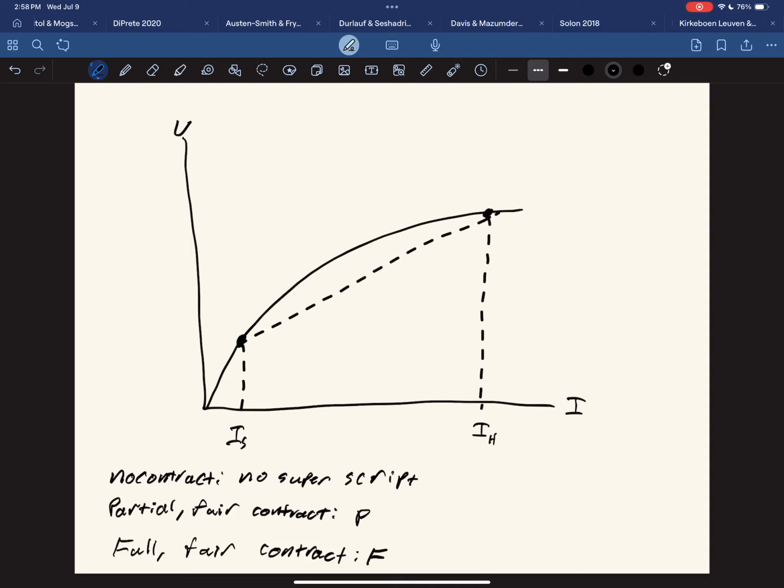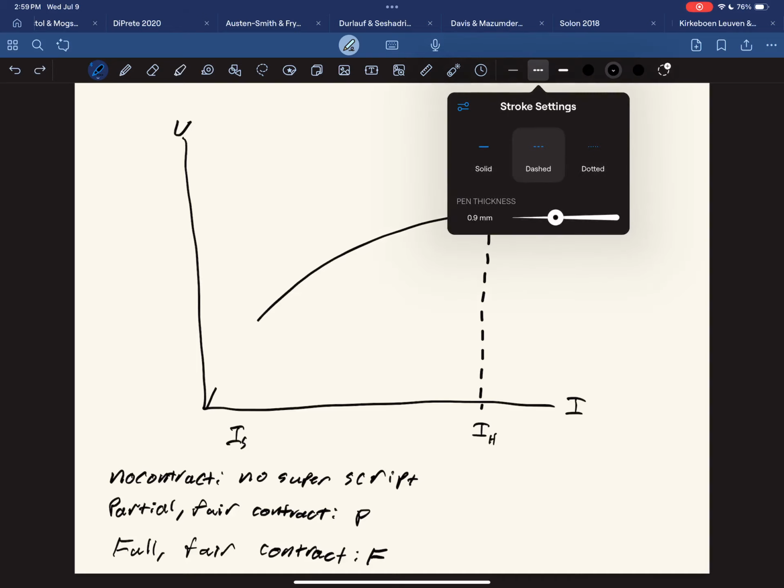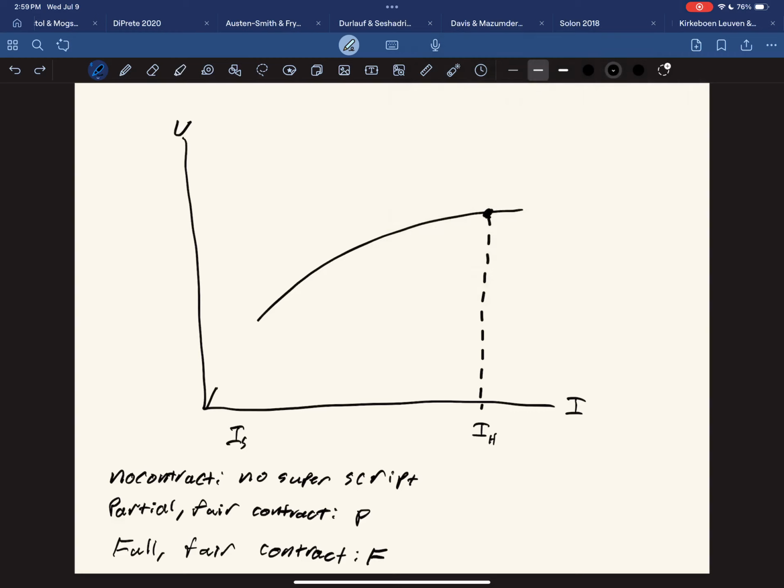Actually, now that I'm looking at this, I'm going to need to alter this a little bit. So let me move this down a little bit. Not great, but we'll fix that. Let's say my income for being sick is down here, and let's make it even lower. We're really miserable when we're sick. Let's say we're making very little money when we're sick.